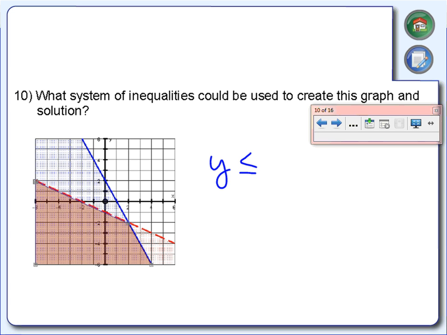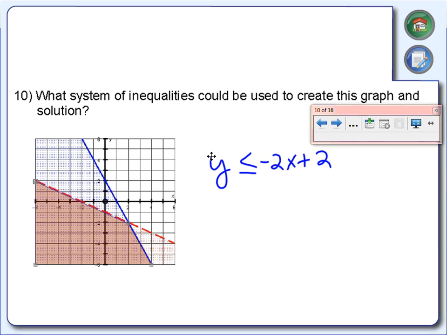To find that something, I need the slope, and I also need the y-intercept. The y-intercept is pretty obvious here. It's positive 2. The last thing I need is the slope, the number that goes in front of the x. Can anybody tell what that slope is? Not positive 2, negative 2. We know it's negative because it's going down. So there's our first inequality. That would represent the blue line.